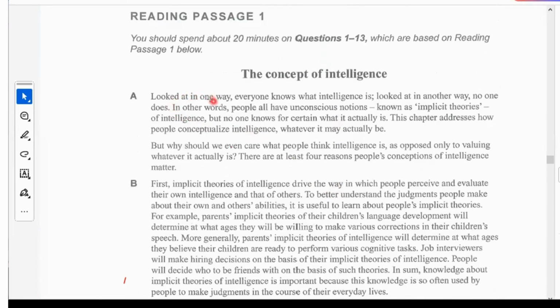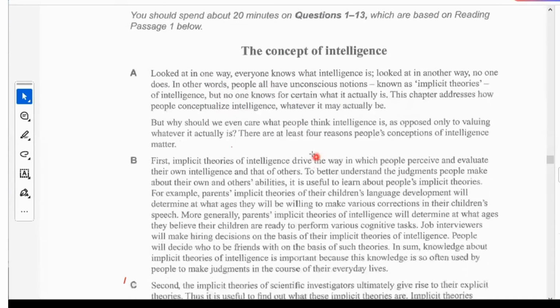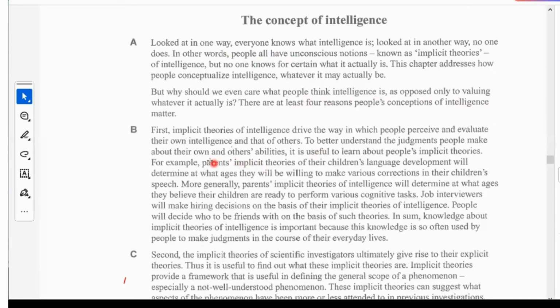Carefully. Parents is also a keyword for me there. Paragraph A, I can't say anything like parents here. Paragraph B, I can see parents. Okay. For example, parents' implicit theories of their children.